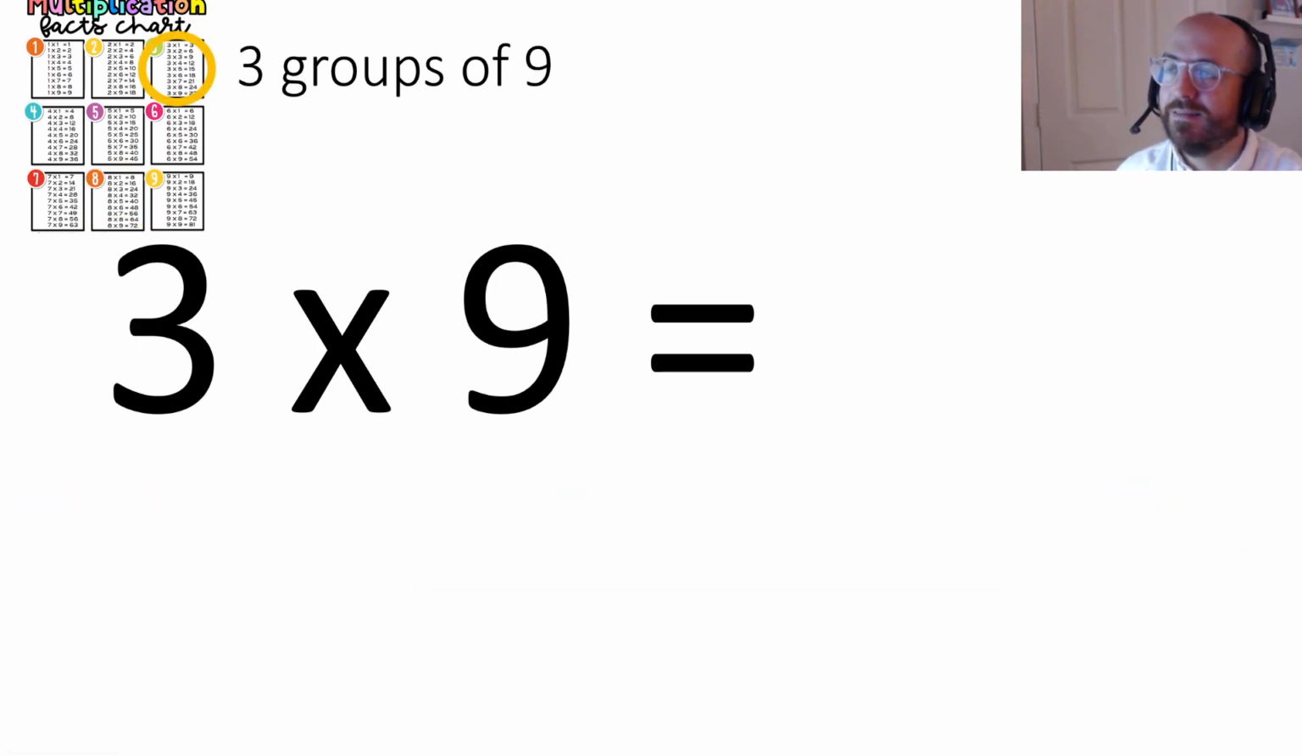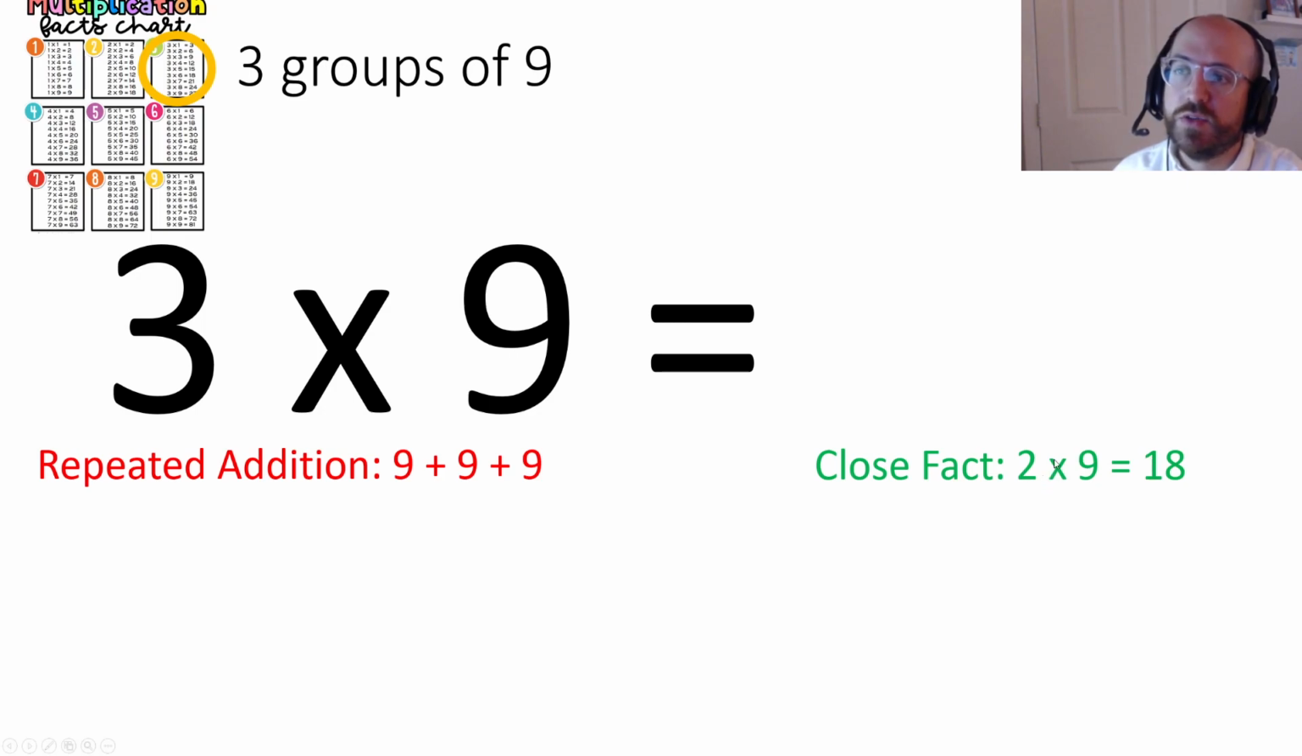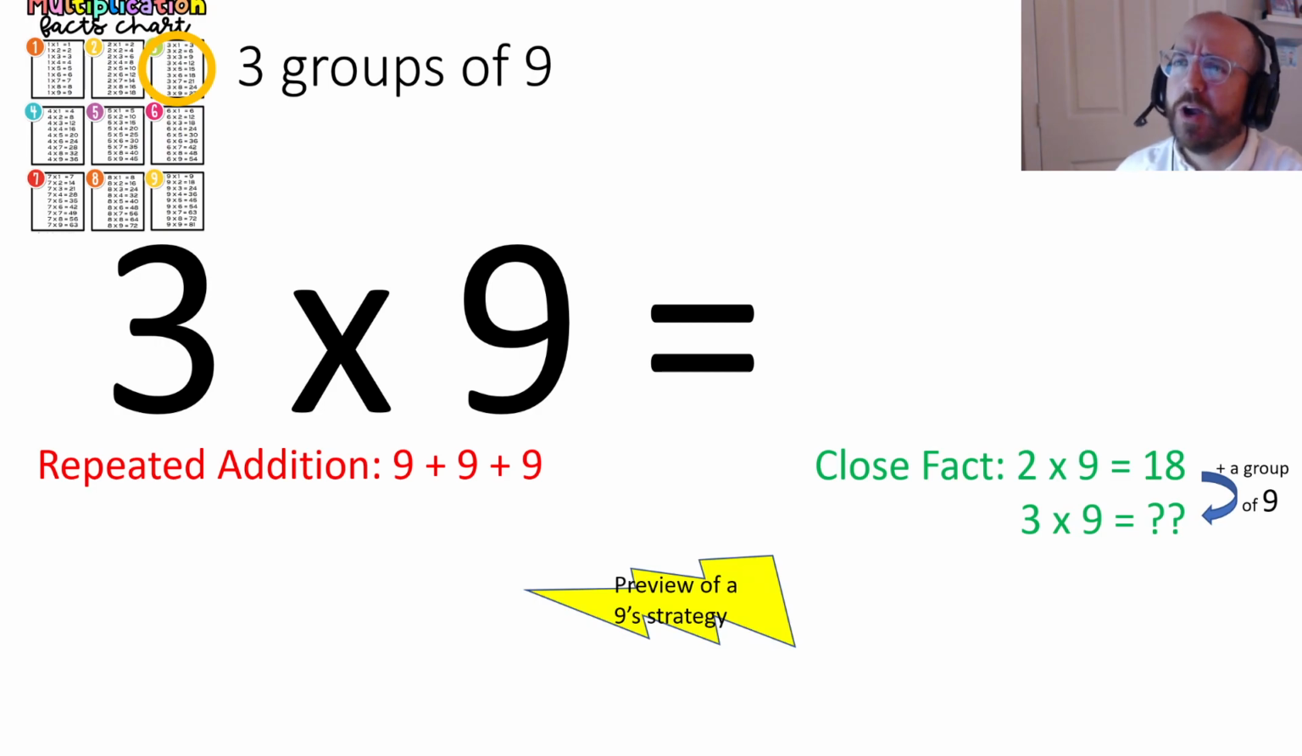3 groups of 9. Cool. 9 plus 9 plus 9. Absolutely. So we could do it this way. 2 times 9 is 18. Add another group of 9, then we just have to do 18 plus 9. Do you know that? Well, lucky you, I can actually show you a 9 strategy for this one, if this addition is a little hard. So, a preview of what the strategy will be when we get to our 9 facts.